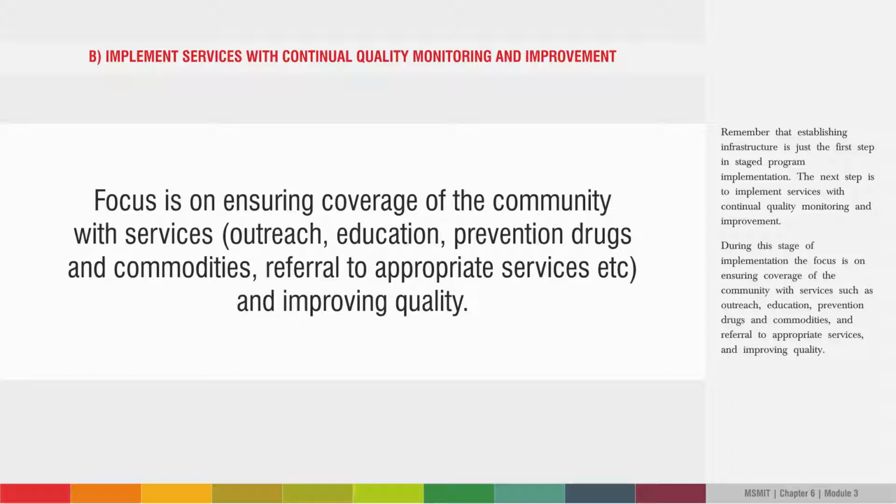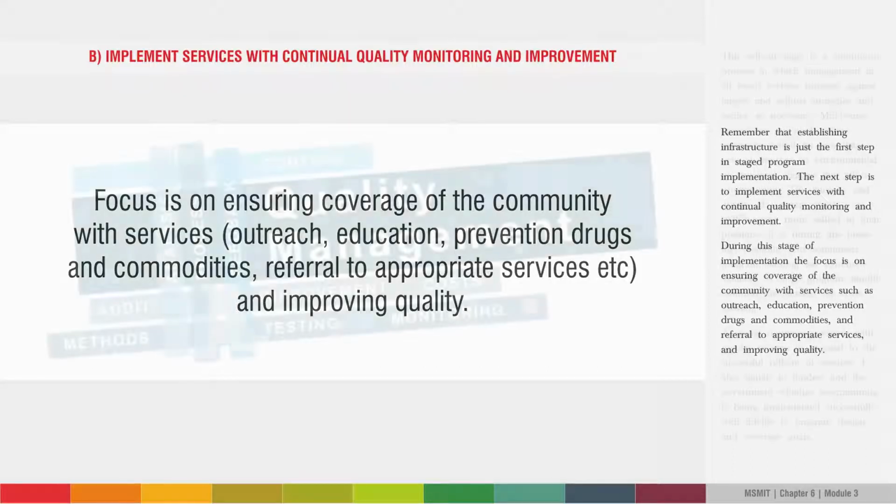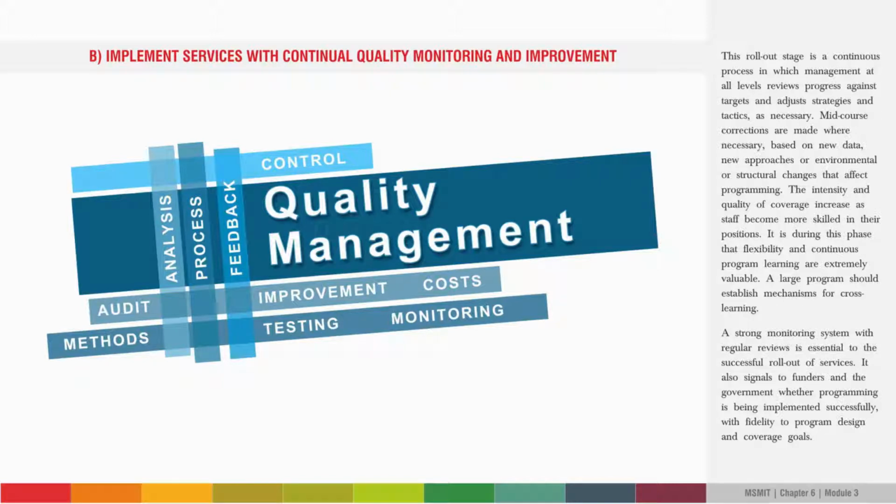The next step is to implement services with continual quality monitoring and improvement. During this stage of implementation, the focus is on ensuring coverage of the community with services such as outreach, education, prevention, drugs and commodities, and referral to appropriate services, and improving quality. This rollout stage is a continuous process in which management at all levels reviews progress against targets and adjusts strategies and tactics as necessary. Mid-course corrections are made where necessary, based on new data, new approaches, or environmental or structural changes that affect programming. The intensity and quality of coverage increase as staff become more skilled in their positions.